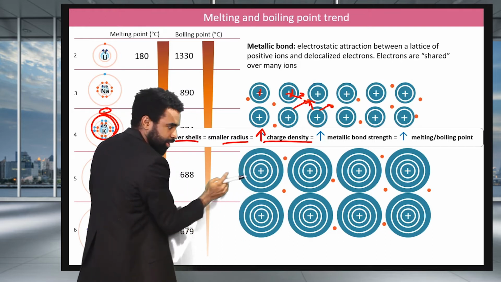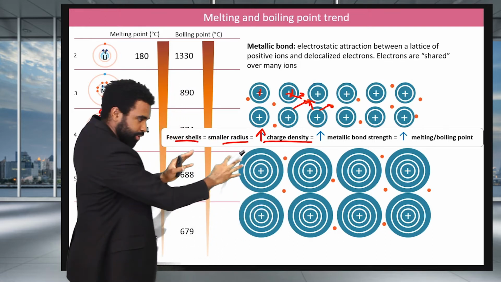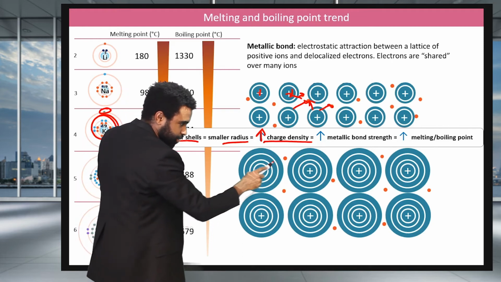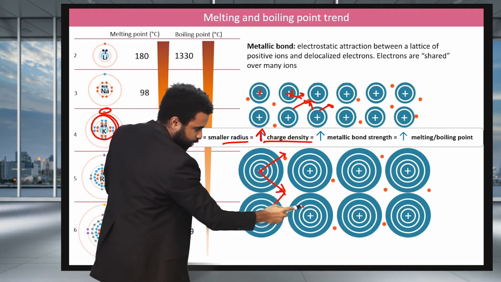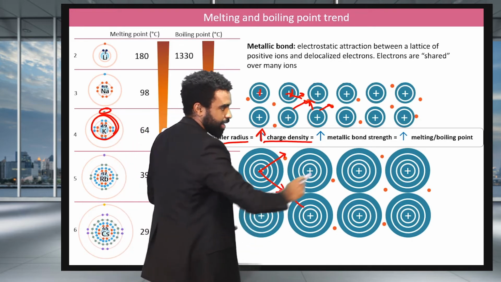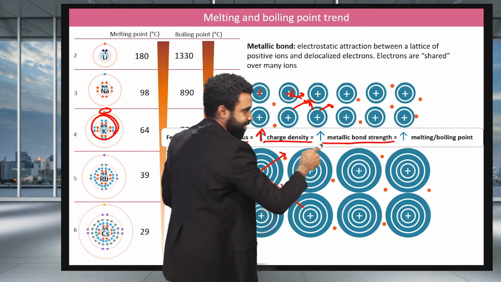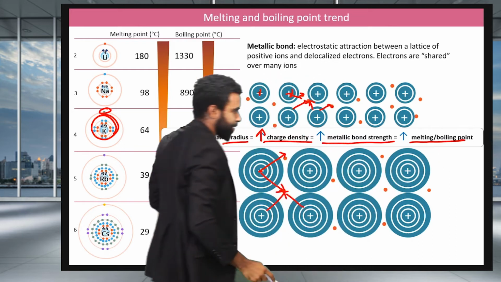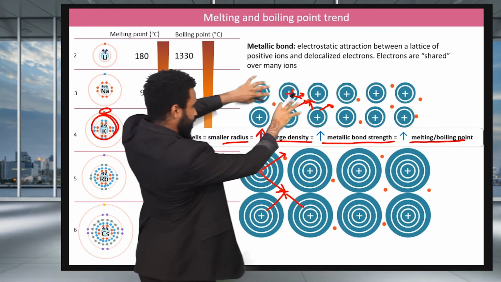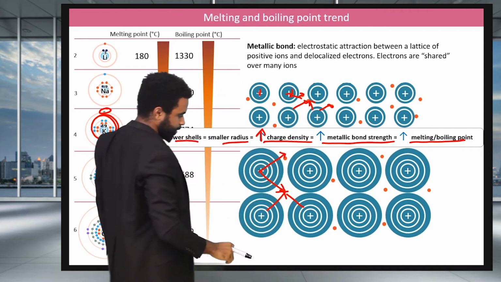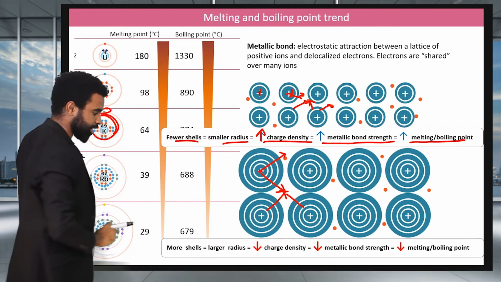Here we have a positive charge and it's spread out thinly over this large space. So this guy has to reach all the way over there to hold on to these electrons. So here at the top, we have a higher metallic bond strength, which means a higher melting and boiling point, because we need to put in more energy to break these metallic bonds. And the reverse would be the case for potassium.